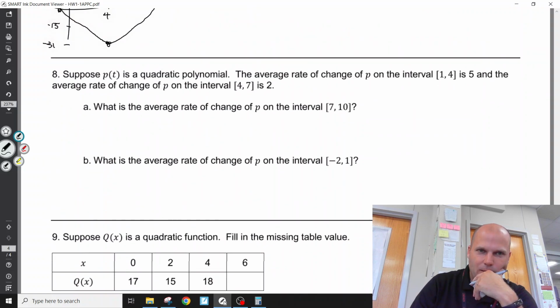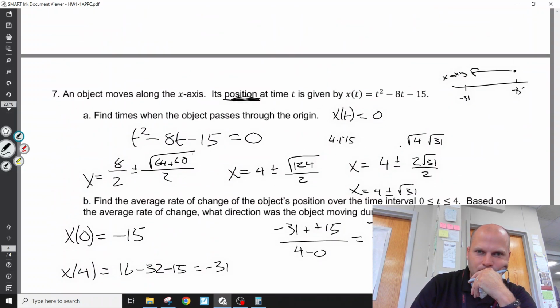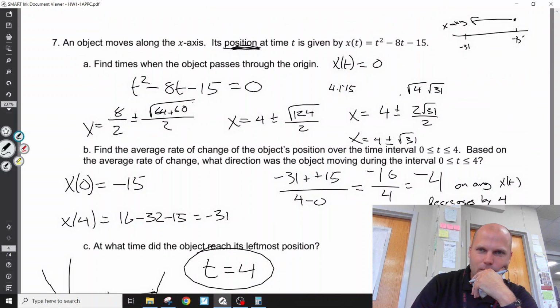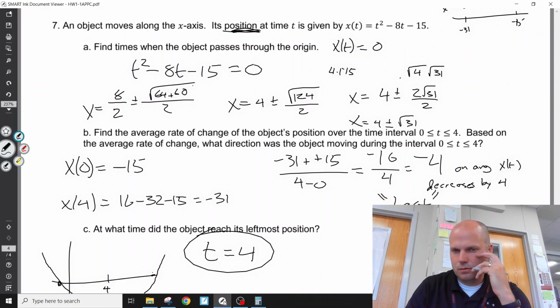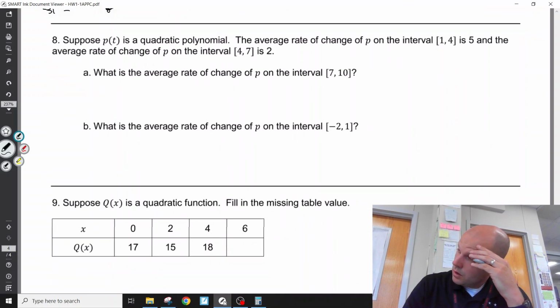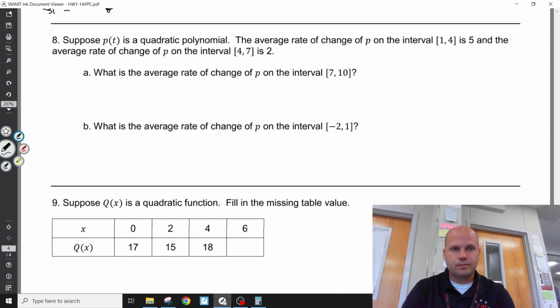This is just a challenging problem. I don't think we're going to worry about this for our quiz. It was a good challenge. If you're in physics, maybe that helps you. 8 and 9 though I like. 8 and 9 are good.